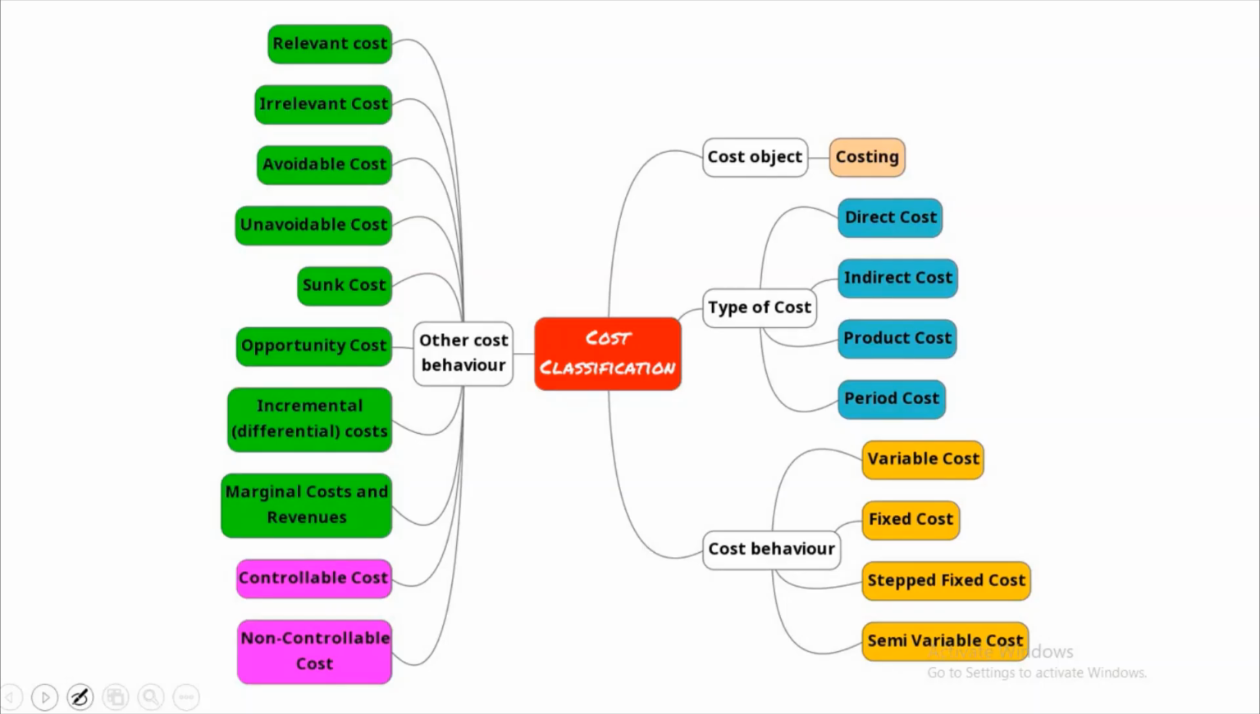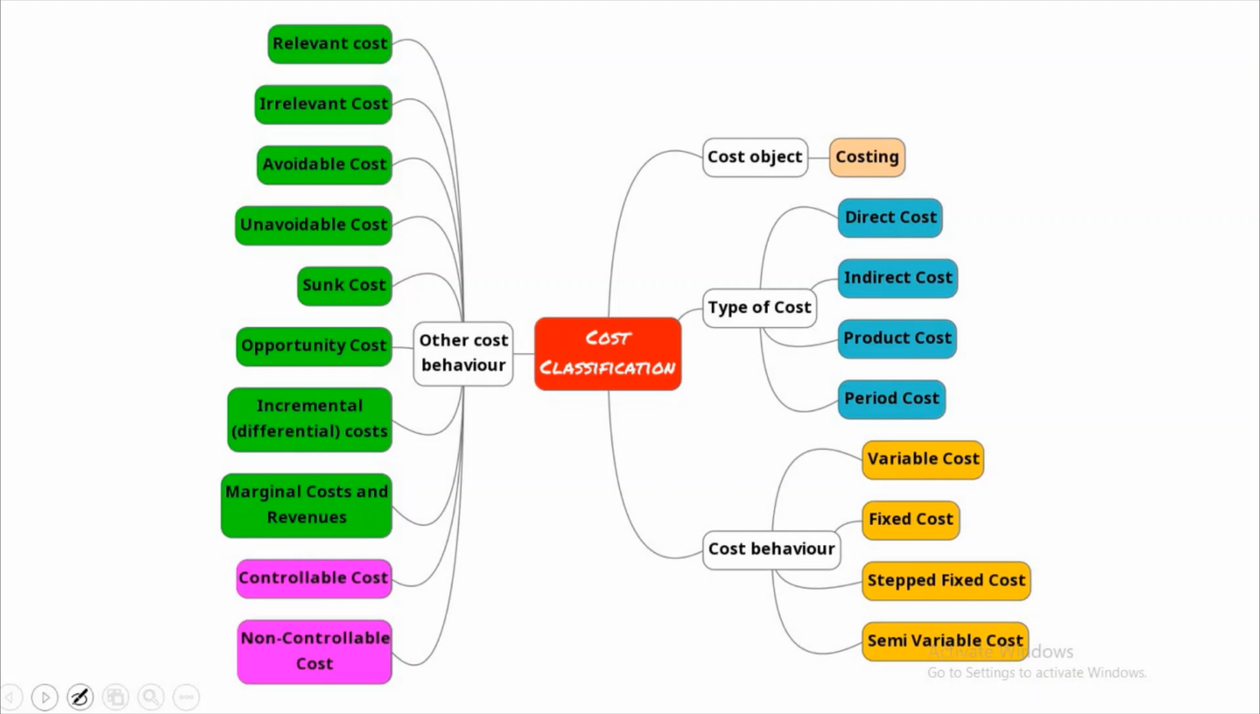Today, guys, we'll be looking into cost classification. Under cost classification we have a few subtopics. We'll be looking into the cost object: what is a cost object and how does it relate to costing? And then we look into the types of costs that we have, like direct costs, indirect costs, product costs, and period costs.